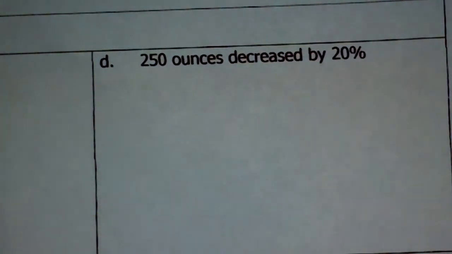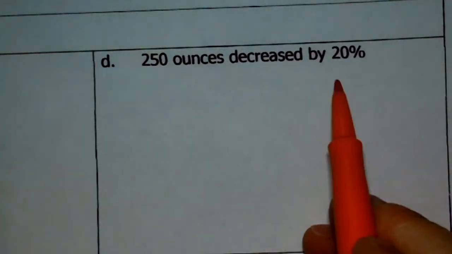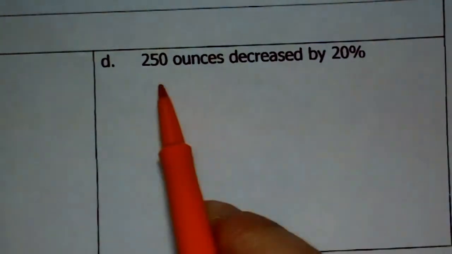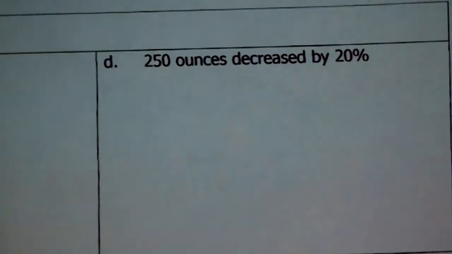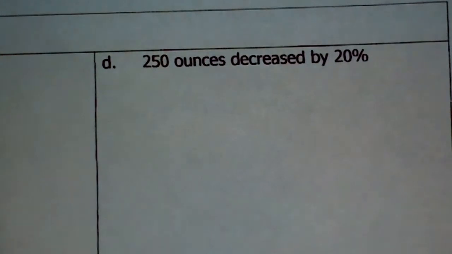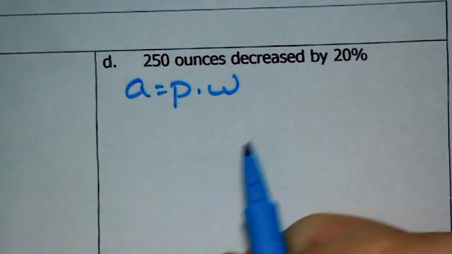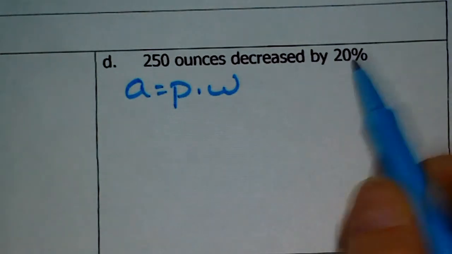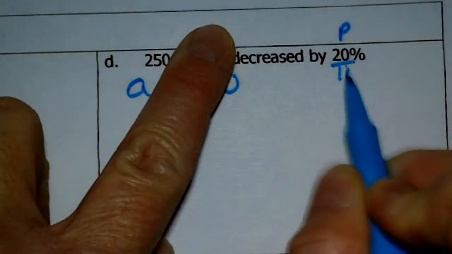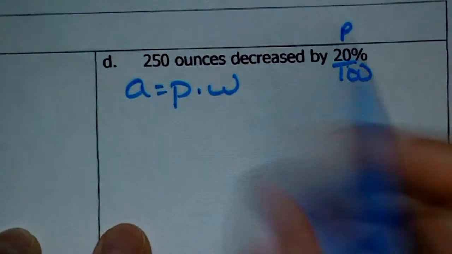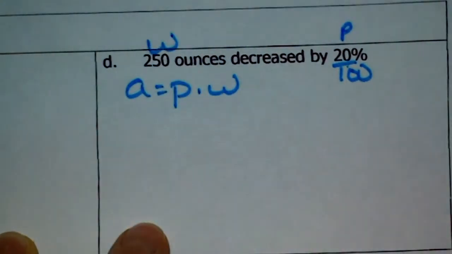All right, well first off, 250 ounces decreased by 20%. I need to know what I'm decreasing this by, right? So we have to figure out our A equals P times W. We're trying to find the new amount. So I know that this 20% is the P. I'm going to write divided by 100 underneath it. And this must be the W if we're looking for the A, if we're looking for a new amount.